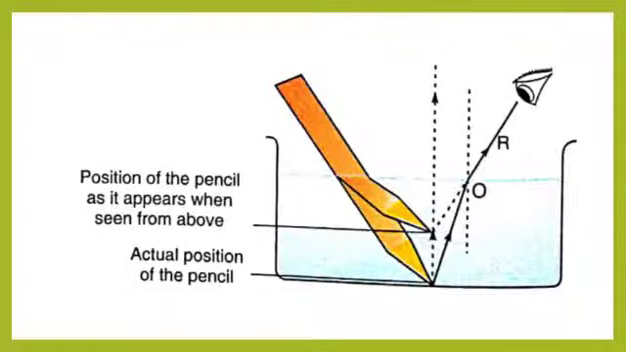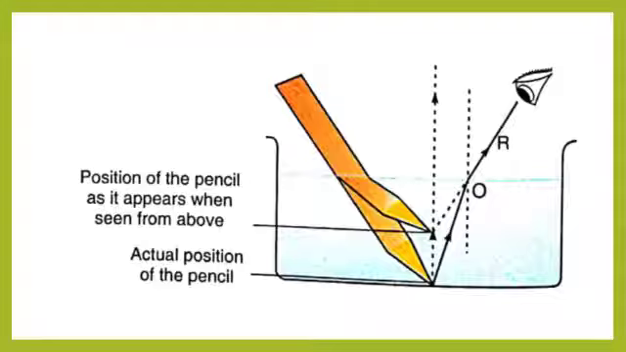Now, there are a few situations given in your book. A pencil looks bent when it is put in the water. Why does it look bent? It is again because of the law of refraction. So this bending is also based on the rules of refraction.